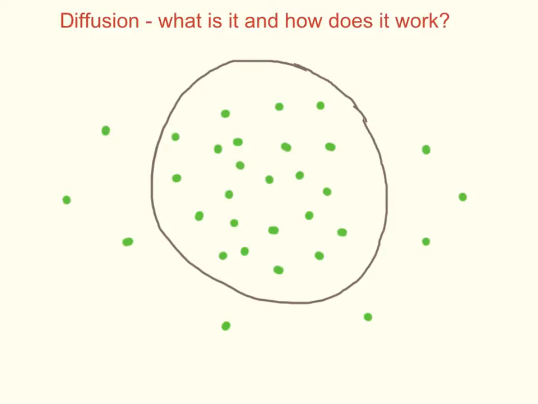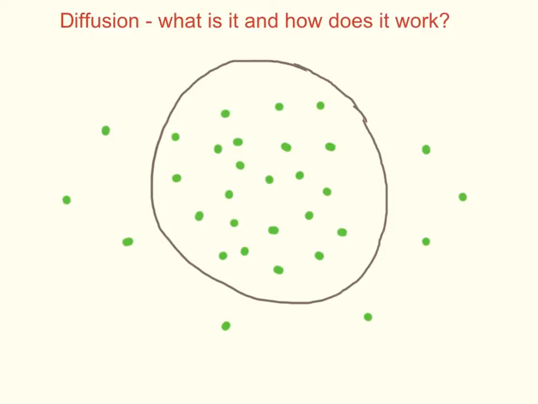Right, the next thing we need to look at is the distribution of these particles. Now, as you can see from this diagram, there are far more particles inside the cell than there are outside of the cell. And what that means is we have something called a concentration gradient. The concentration of these green particles is much higher in the cell than it is surrounding the cell. And that means that diffusion will take place, because diffusion is the movement of particles from an area of high concentration to an area of low concentration.